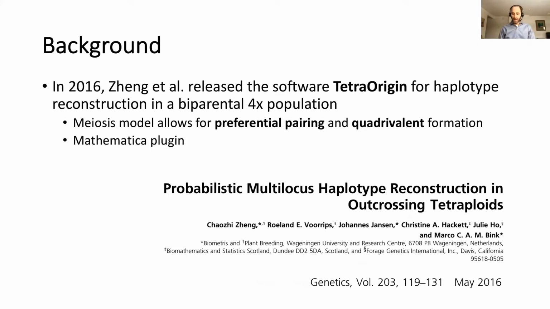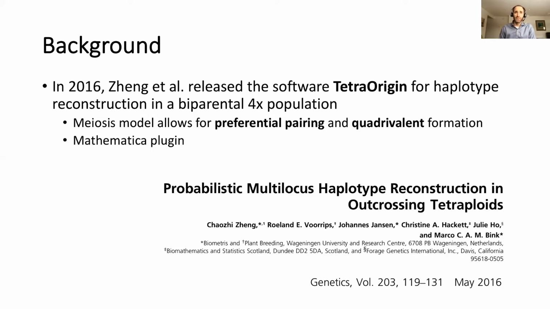The background behind this project: in 2016, Chaoji led the development of a software which we haven't presented here today, but it was the precursor for PolyOrigin, and it was not a full service linkage mapping program. It was really focused on the problem of haplotype reconstruction in a single F1 tetraploid population.